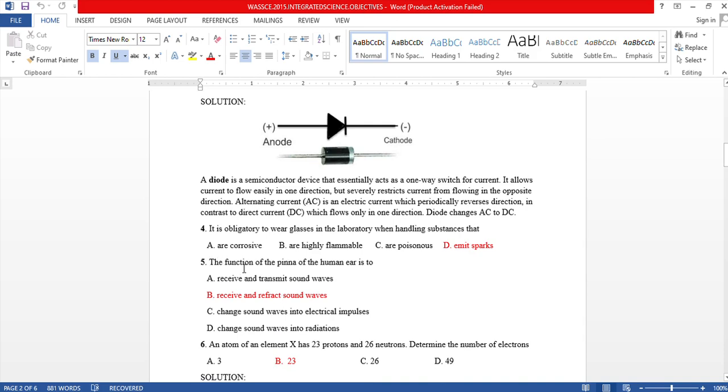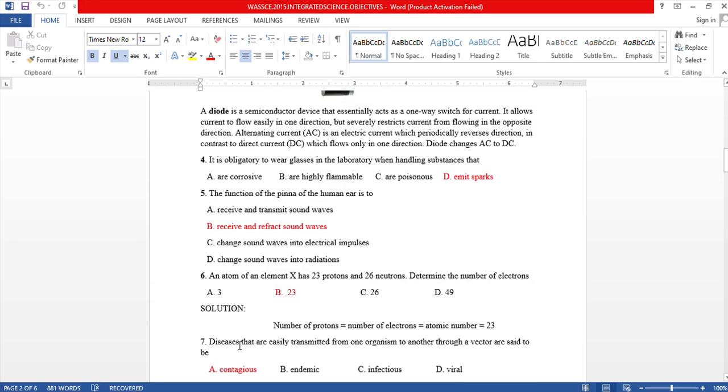And number 5, the function of the pinna. The pinna is the outer part of the ear, what we normally see, is to receive and refract sound waves. In other words, it acts as a receiver. And refract in this case means that it will bend the sound wave so that it will enter into the ear. Now let's look at number 6.